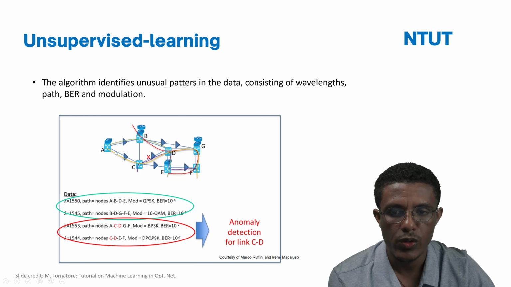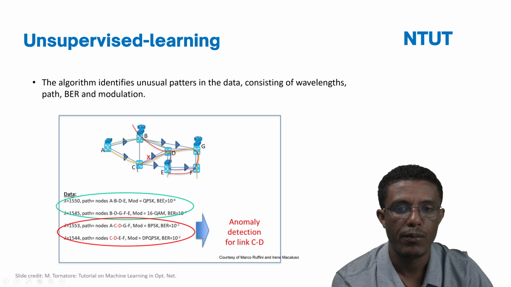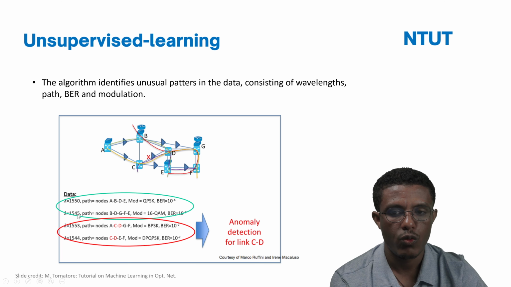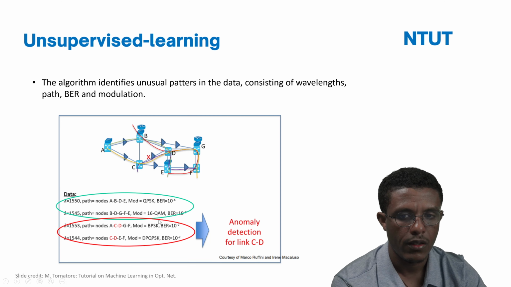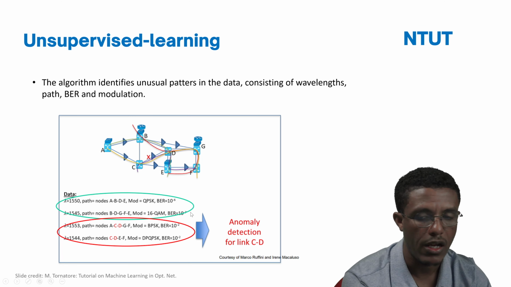So when we use this path, A, B, D, E, the bit error performance is 10 to the power of -6. When the wavelength is 1545 and the path is B, D, G, F, E, then the modulation changes to 16 QAM, and the bit error rate achieves 10 to the power of -7.